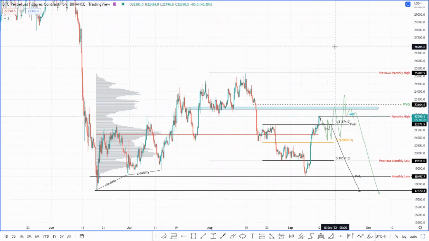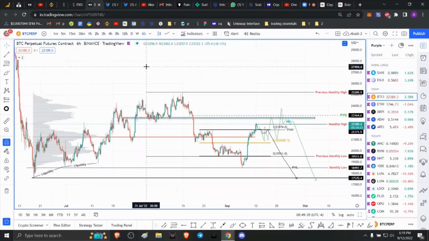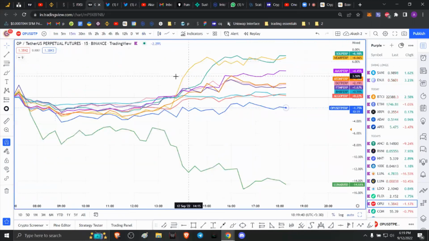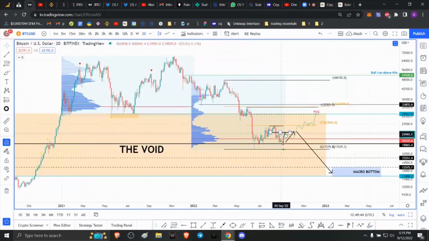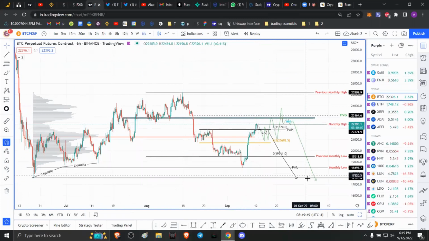And the reason why I'm expecting this short to play out is pretty evident from a macro perspective, right? From a macro outlook, Bitcoin is extremely bearish, and we've already reached a local top, right? So with that in mind, I'm expecting Bitcoin price to drop as well.